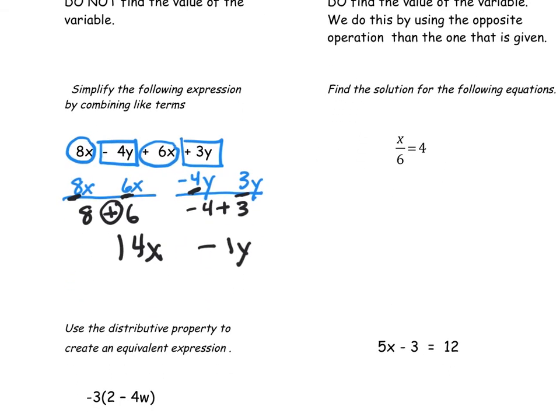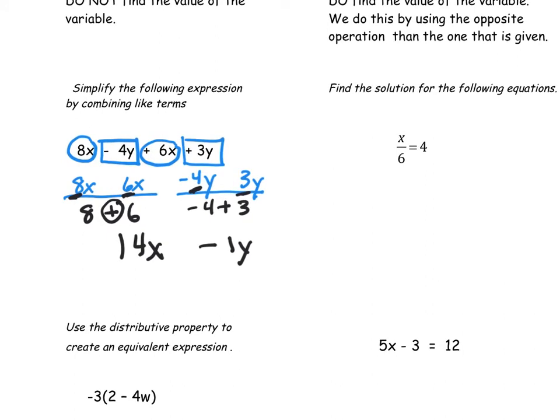I need to put these together as an expression. And so I can write it a couple different ways. I can write this as 14x minus 1y. But since it's 1y, often it's expressed like this, 14x minus y. So if I have a 1 in front, I can go ahead and just not include that coefficient. So they'd probably answer it this way in a book.